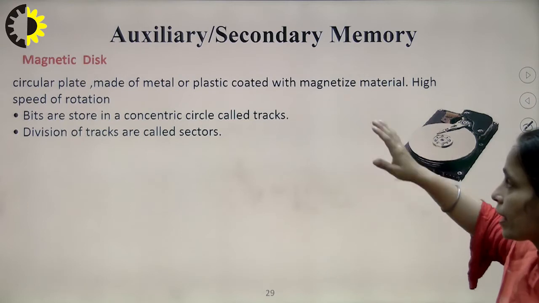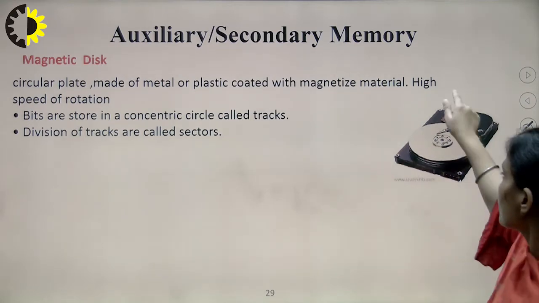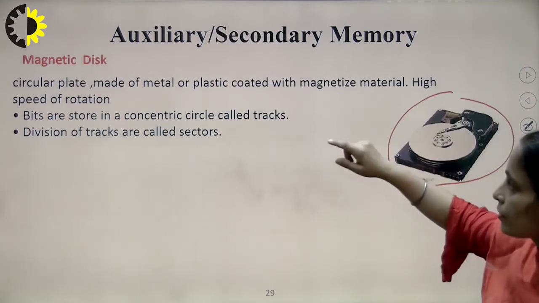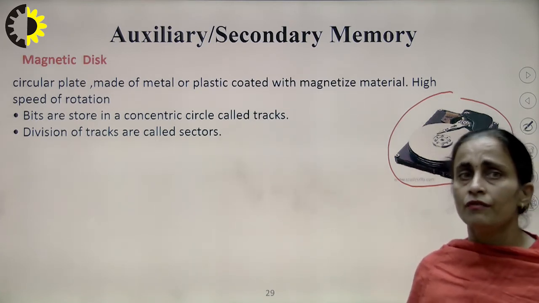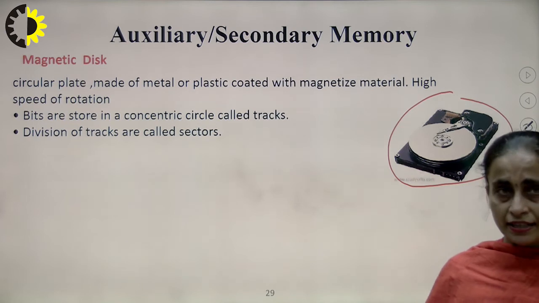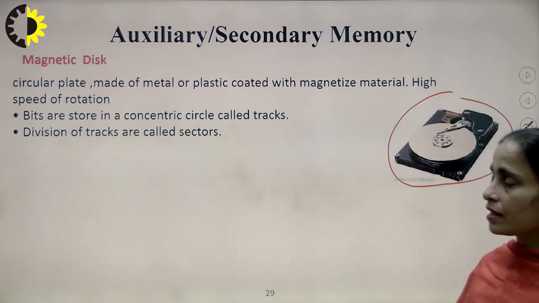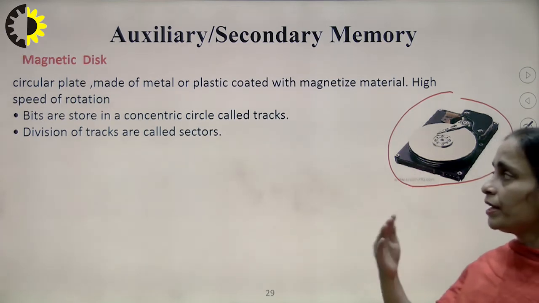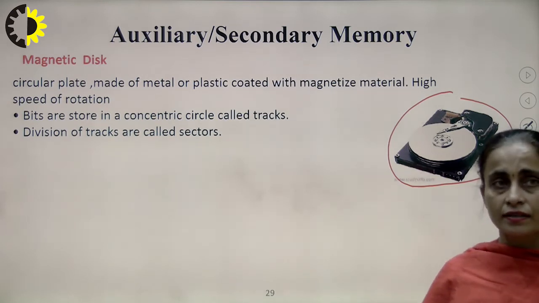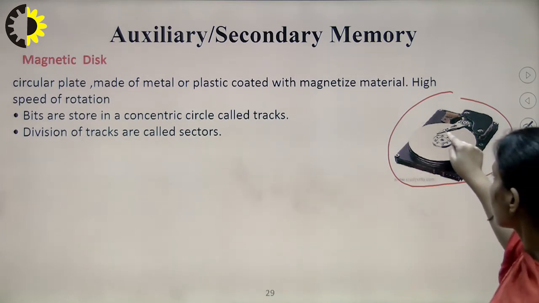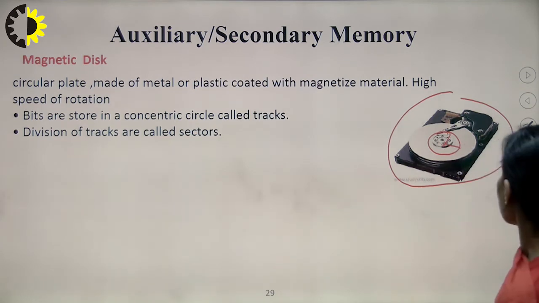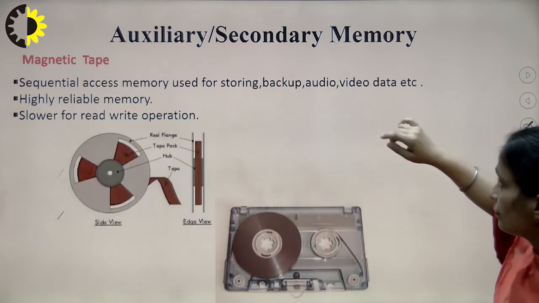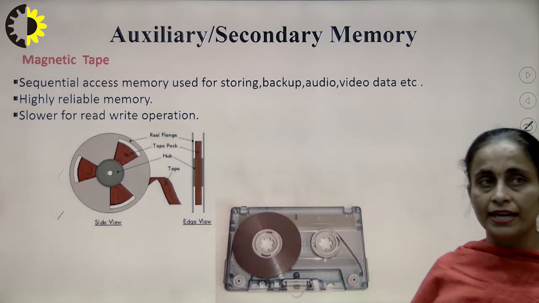If I am talking about magnetic disk, it looks like this. It is a circular plate made of metal or plastic coated with magnetized material, and it has a high speed of rotation. Bits are stored in concentric circles known as tracks, and these tracks are further divided into sectors. Then the second device, magnetic tape.